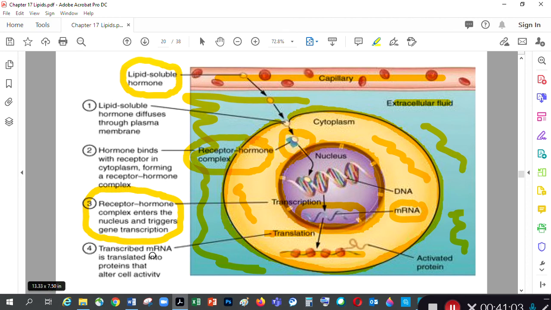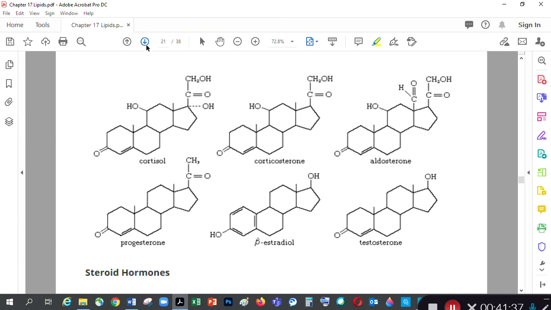So the transcribed mRNA is translated into proteins that alter cell activity. Whatever is copied from the parent's DNA will then be translated into the protein, and this copying process leads to the activation of these proteins for certain cell activities. So that's very nice to know, how these hormones are acting. And I think we'll get some examples of this.